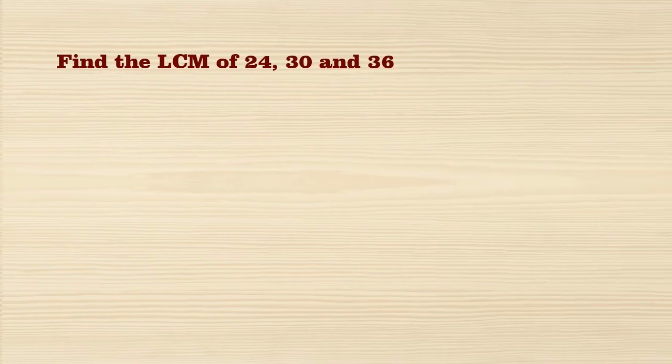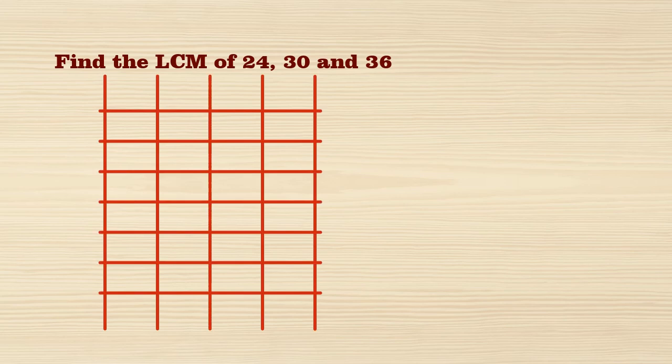Here is another example, and in this example we are expected to find the LCM of 24, 30 and 36. To do this, we first draw our table as you can see on your screen, and we put the numbers 24, 30 and 36. We check whether the first prime number, 2, can divide. It can divide 24 12 times, it can divide 30 15 times, and it can divide 36 18 times.